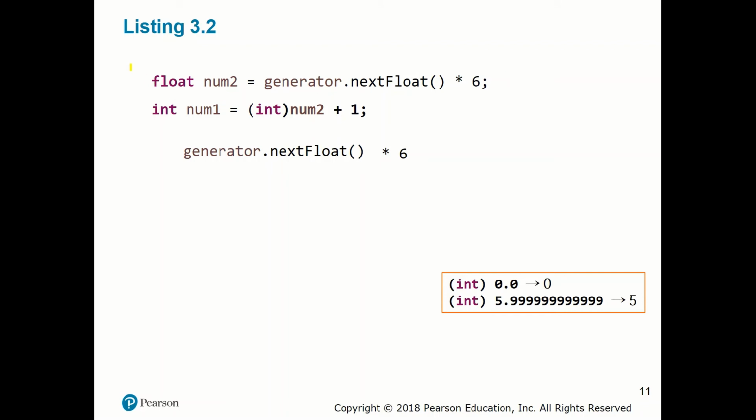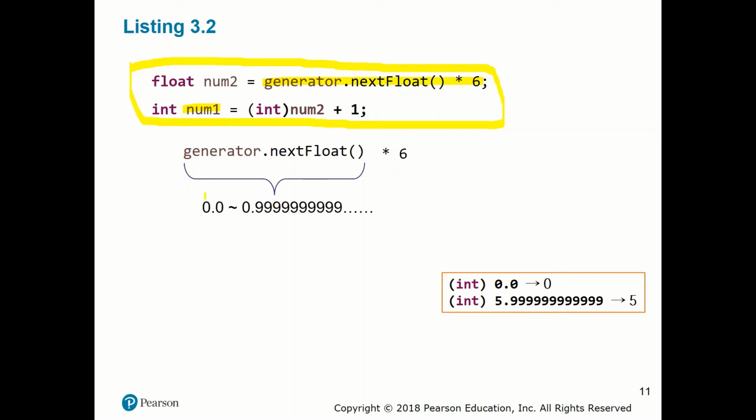I want to find the result of this. That is, I want to find out the range that num1 can be in. So at first, I will find out the range of this: generator.nextFloat() times 6. At first, generator.nextFloat will give from 0.0 to 0.9999, because nextFloat will give 0.0 to 1.0, but 1.0 is exclusive, so I write like this.